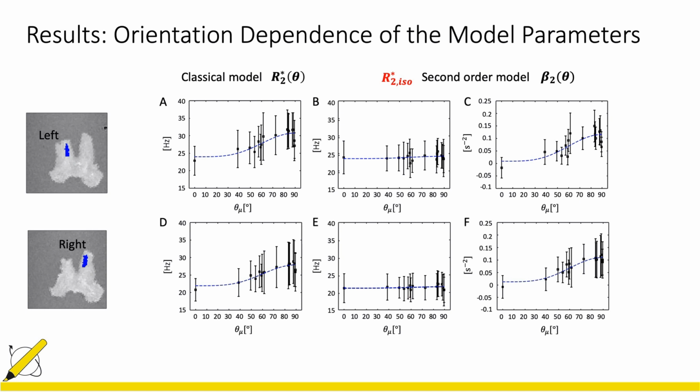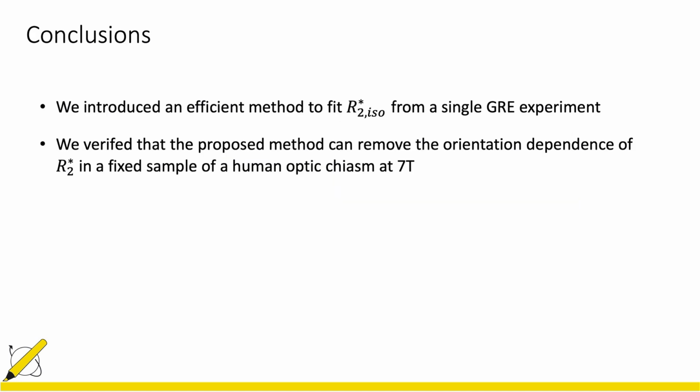To summarize, we introduced an efficient method to fit R2 star iso from a single gradient recalled echo experiment, and we verified that our method can in fact remove the orientation dependence of R2 star under the experimental conditions in a fixed human optic chiasm.